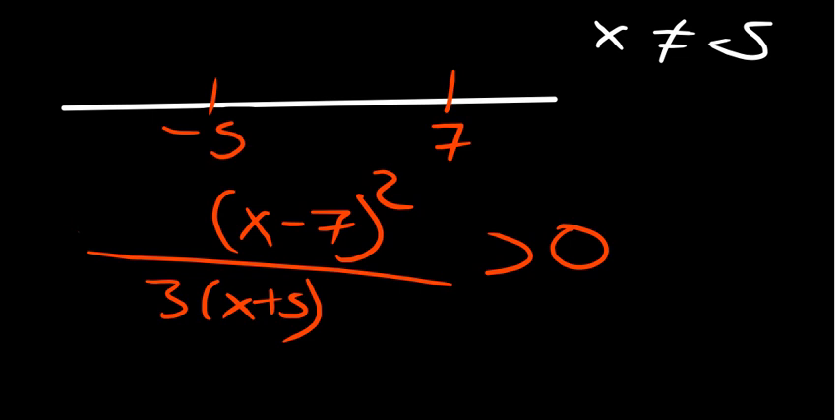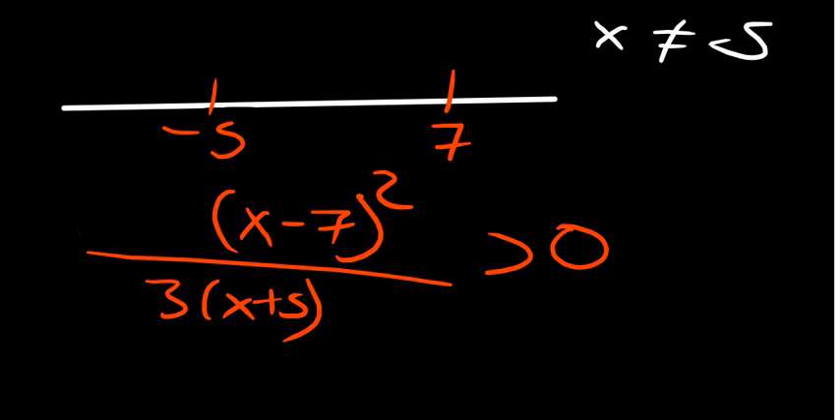So I'll start with asking a question. What value is between negative 5 and 7? The smallest, so that it can help us simplify it faster. 0. It is 0. Okay.